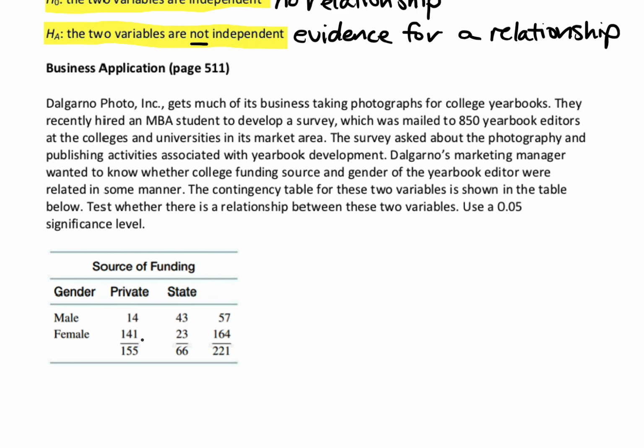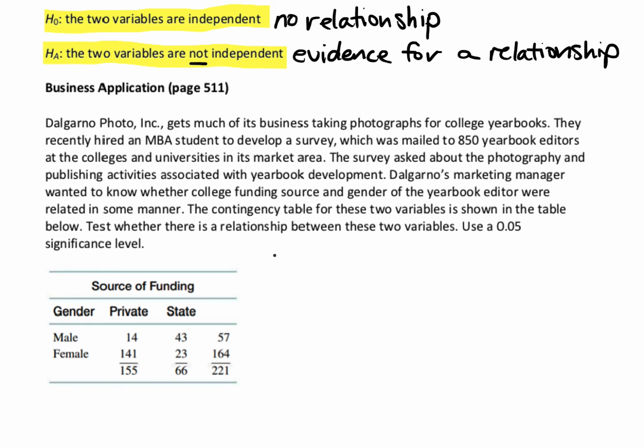So there are 4 categories here. Each university surveyed is going to fall into one of these 4 categories, depending on these 2 variables, gender of the yearbook editor and source of funding. So we want to test whether there's a relationship between these 2 variables, and we're going to use a 0.05 alpha, or level of significance.